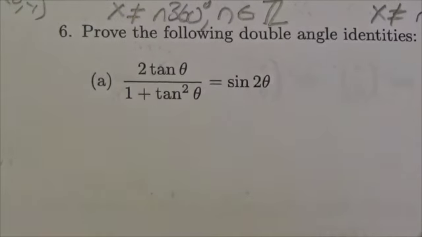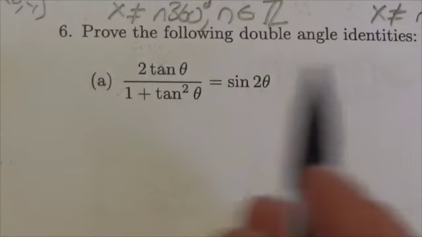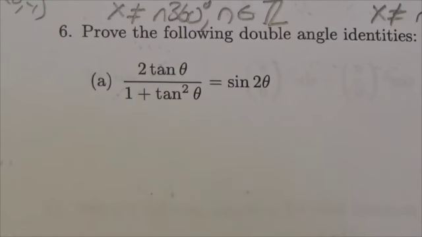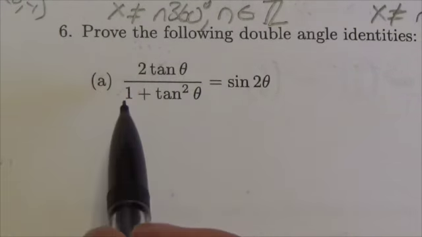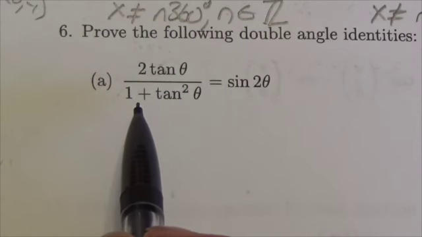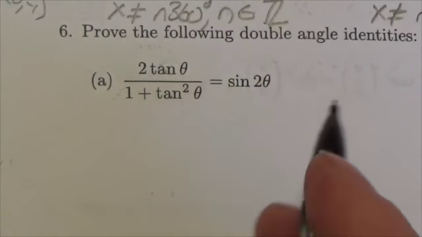Hi everyone, this is the Math 30-1 Trig 2 review, and this is question 6a. We're going to prove the following double angle identities. Okay, so here we go. We've got 2 tangent of theta over 1 plus tangent squared of theta is equal to sine of 2 theta.